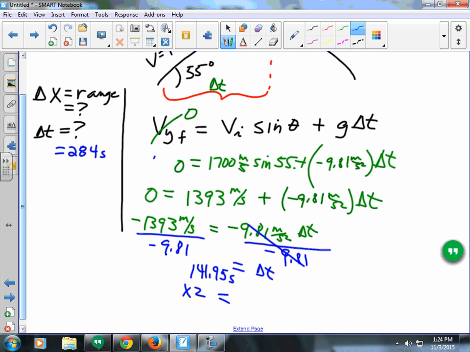Now we can find delta x. Let me just work over here because we're running out of space. Delta x equals v initial cosine theta times delta t. They put that in parentheses just to keep it from getting confusing. So that'd be what, 1700 cosine 55 times that 284.